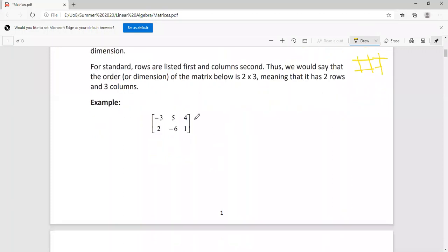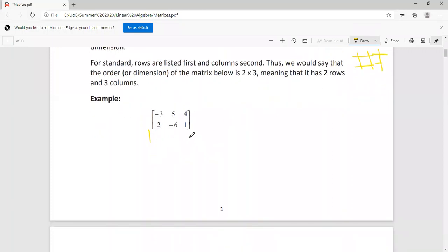Okay, so for example, this is the matrix. So what is the order? The order is 2 by 3. Why? Because there are 2 rows and there are 3 columns. Okay, so these are the rows on the left side. These are the rows and these are the columns. Okay, so we can write COL short for column. ROW row and COL for column. I'm writing this as a short. So the order of this matrix is 2 by 3.